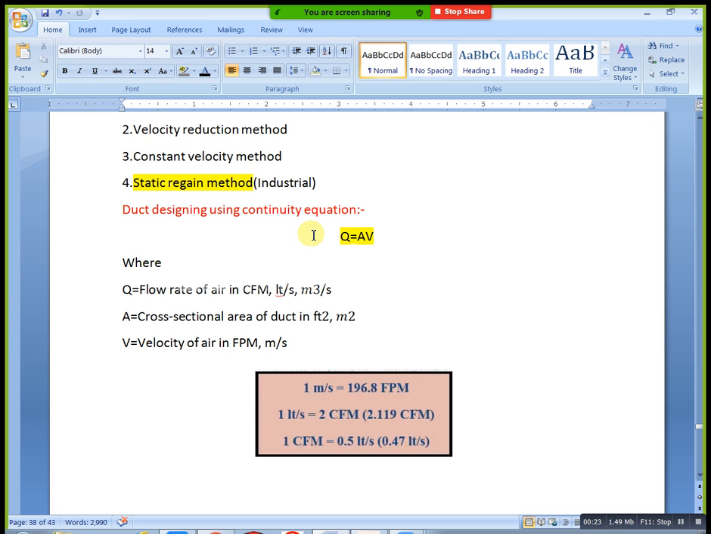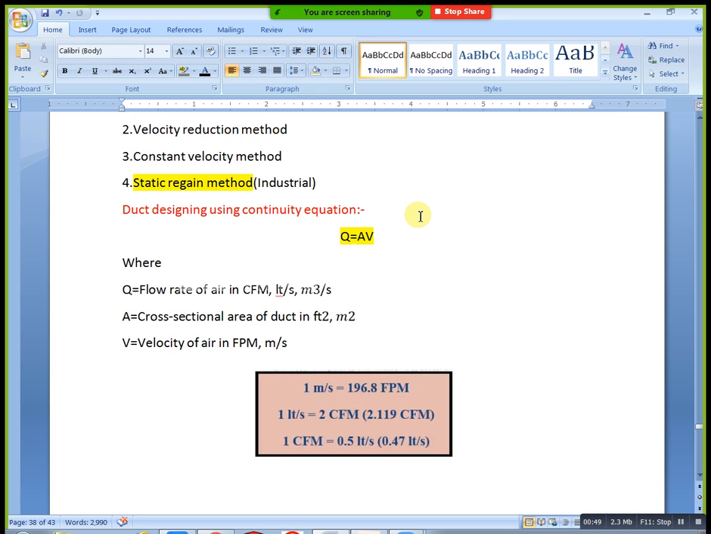Why we need this: for example, when you go to any interview, they will not provide any data. Directly they will give only CFM and FPM, and based on that you need to calculate your duct sizes. How much width, and at the same time how much height, you need to calculate. That's why first of all I will explain this one.